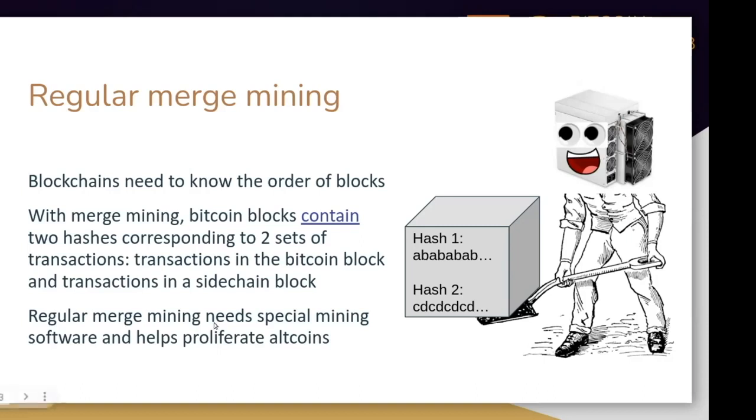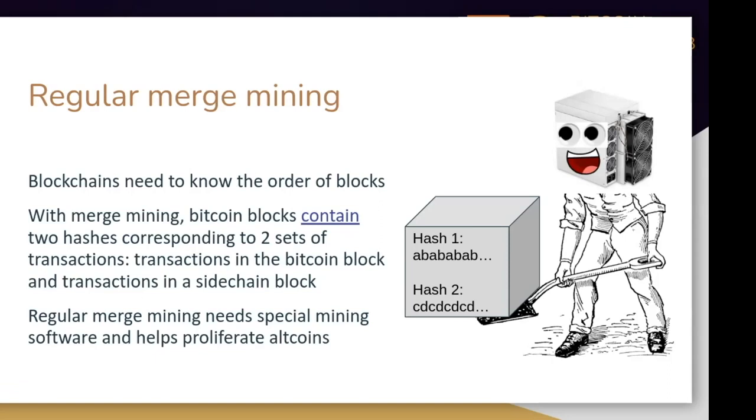And the other thing is it helps proliferate altcoins, because when you create these transactions on this alternative blockchain, those need to pay fees with something. And this other blockchain is not a Bitcoin blockchain, so it doesn't have Bitcoin on it. And in this, you have to create some alternative token to pay fees to make those transactions and to pay miners for doing this for you. So the two problems with merge mining are it needs special software and it helps proliferate altcoins.